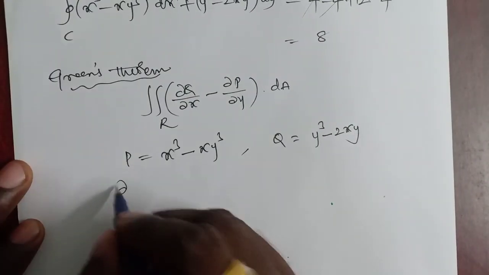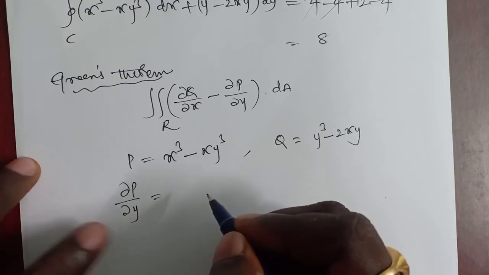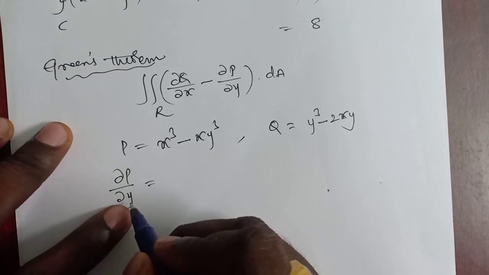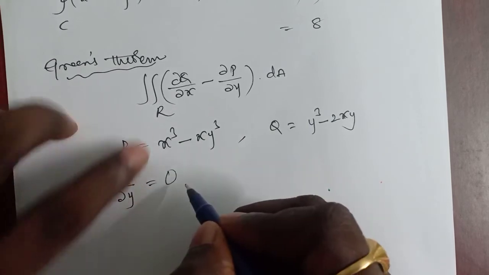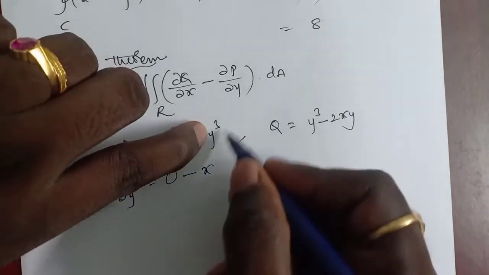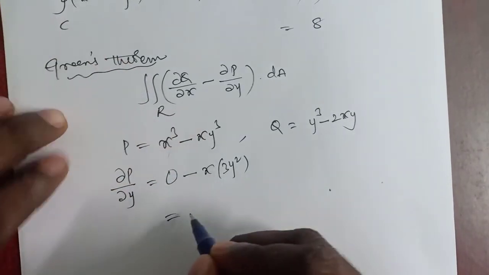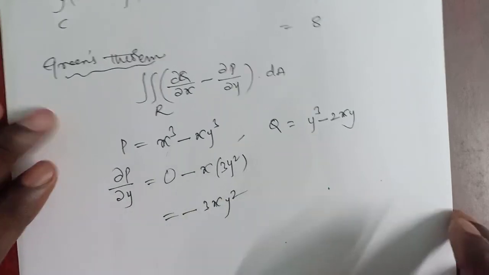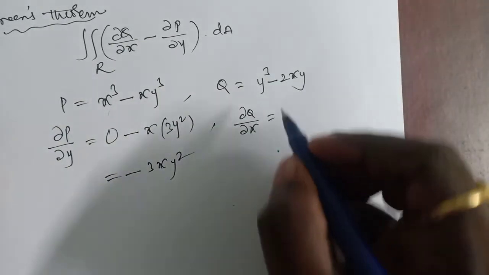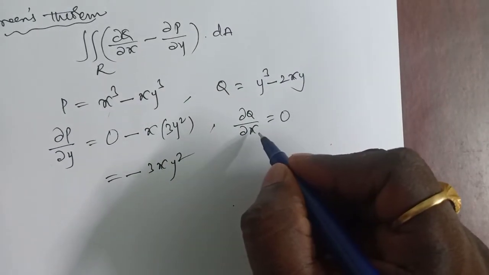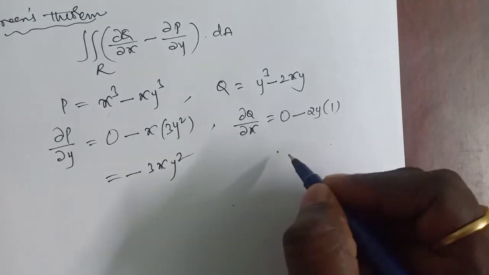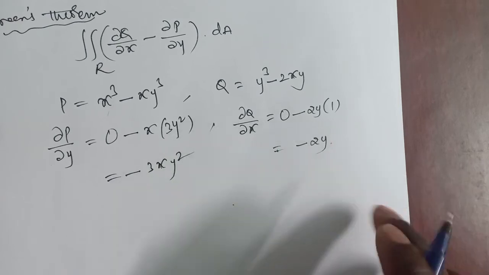Now the first one is dou p by dou y. Since it is a partial differentiation, if you want to differentiate with respect to y, treat x as a constant, so the derivative of x cube is 0. Treat x as a constant, minus x is a constant, put it outside. For y cube it is 3y square, so that is minus 3x y square. Now for dou q by dou x, clearly for y cube it is 0. Why? Because we need to differentiate with respect to x, so treat y as a constant: minus 2y into, for x it is 1, so the final value is minus 2y.